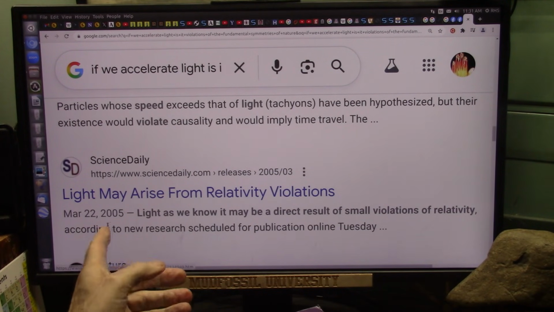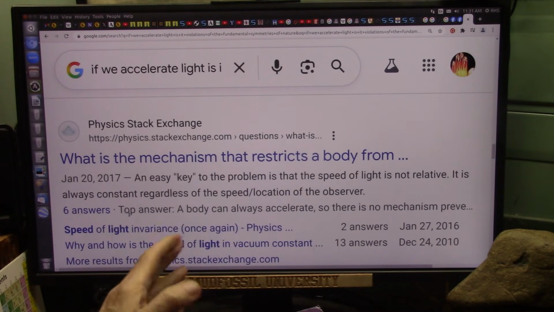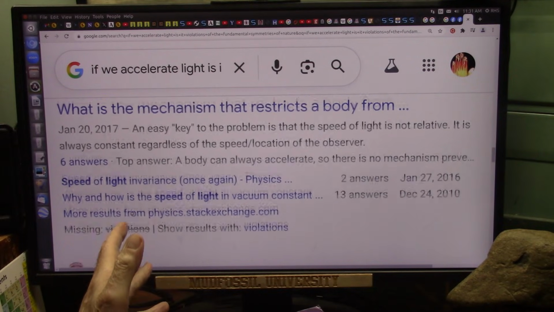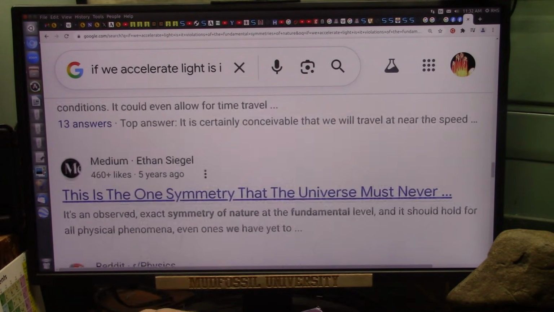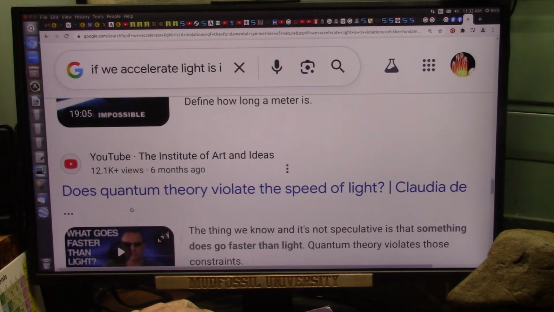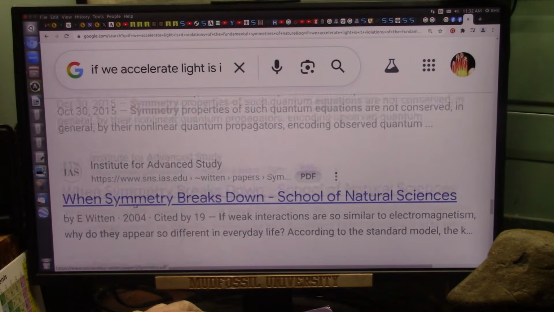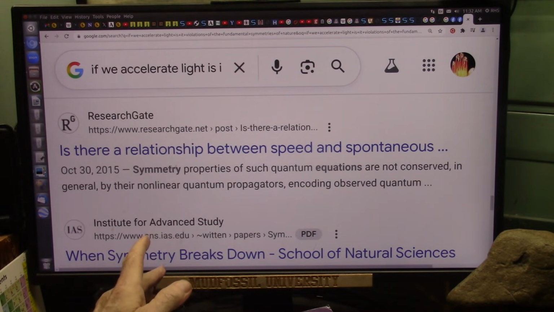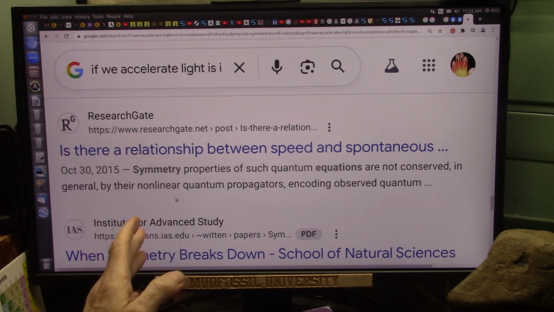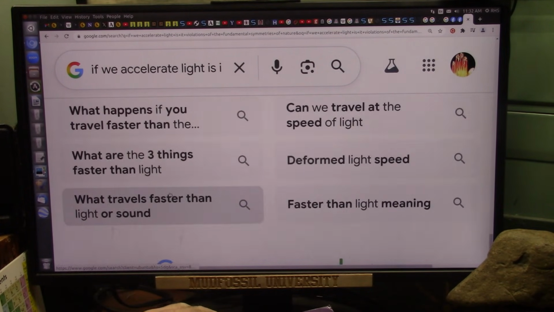No, that goes back to 2005. And this goes back a long time. I've been showing this stuff for a very long time. Well, since 2013, 2014, and in a kind of an obnoxious way. What's this one, 2015? Is there a relationship between speed and spontaneous? Hold on one second.